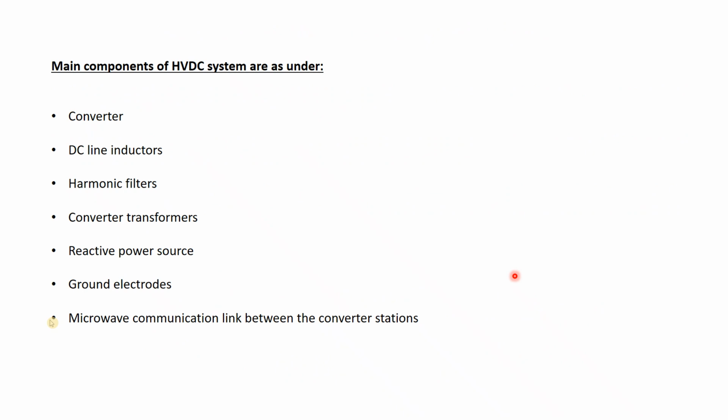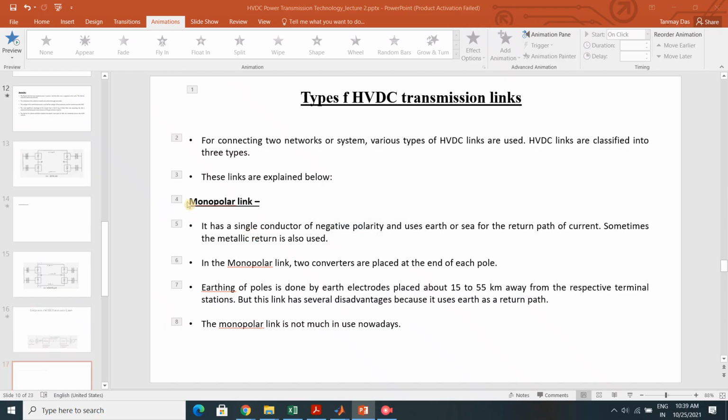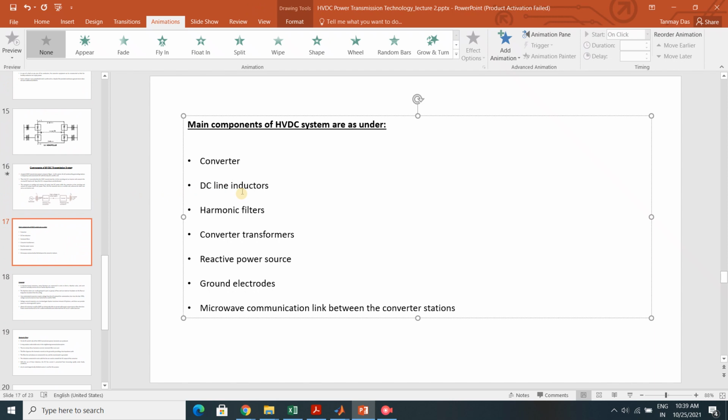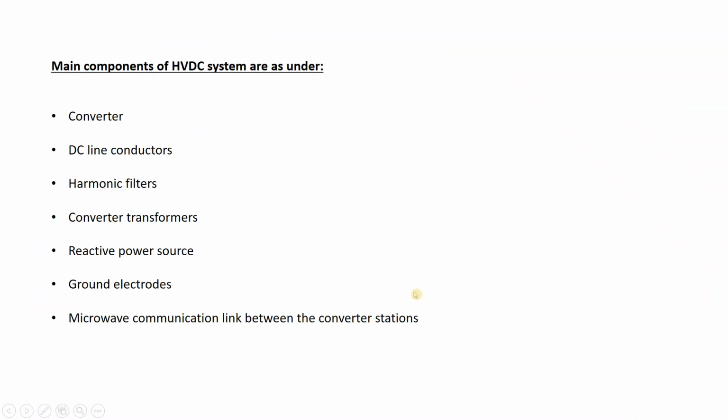Now the main components. What are the main components of the HVDC system? The main components are, number one, the converter. Then we have the DC line conductors. Sorry, it will be conductors, DC line conductors. Okay. Then we will use the harmonic filters. So harmonic filters are also used.